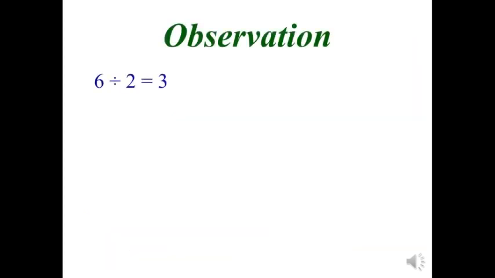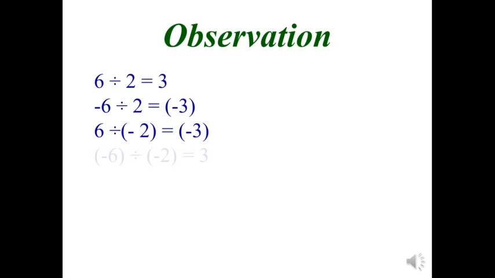So observation. When we divide one positive integer by another positive integer, the answer will be positive. 6 divided by 2 is equal to 3. Then -6 divided by 2, a negative integer divided by a positive integer, the answer will be negative. So -6 divided by 2 is equal to -3. Then 6 divided by -2, again a positive integer divided by a negative integer, so the answer will be negative. So 6 divided by -2 is equal to -3.